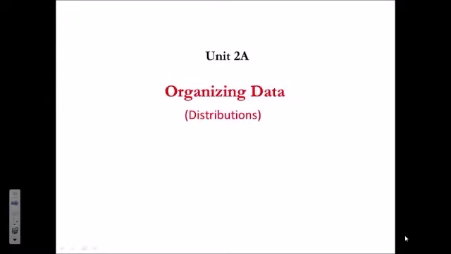Unit 2A, Organizing Data. Distributions.